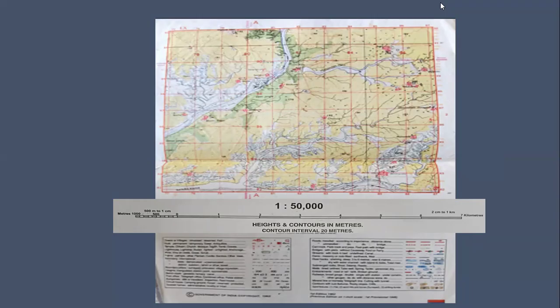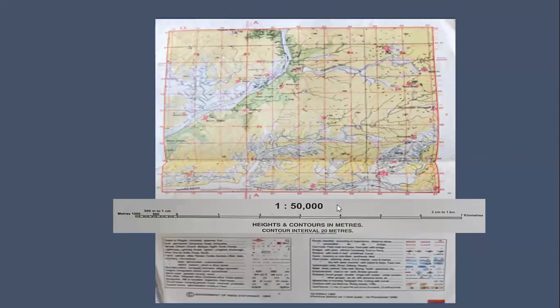Now, what is a scale? The proportion which exists between the map and the actual surface of the earth is called scale. On the survey sheet, scale is shown in three ways. Number one, it is the representative fraction, that is 1:50,000. This shows distance on map upon distance on ground. 1 unit on the map represents 50,000 units on the ground.